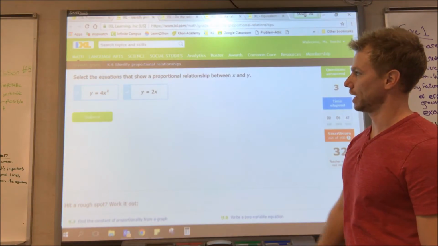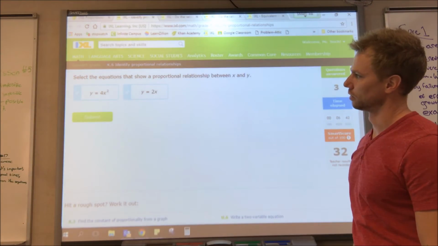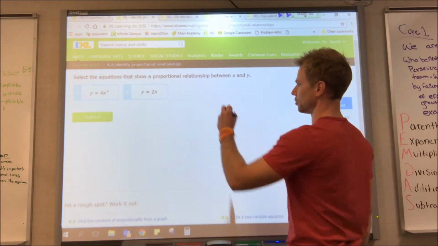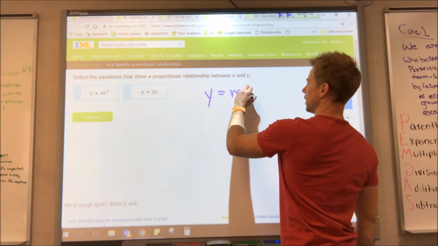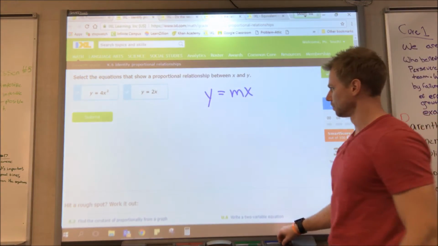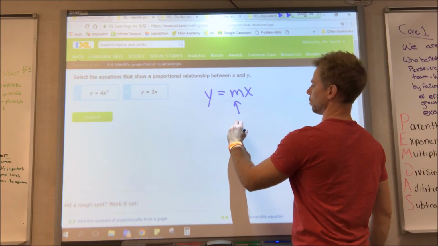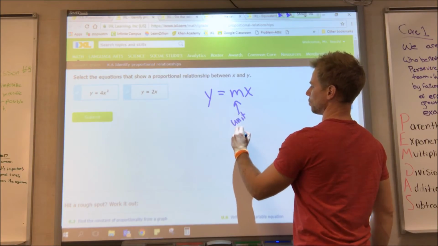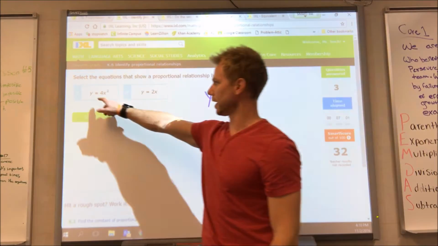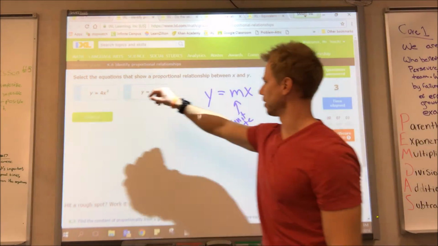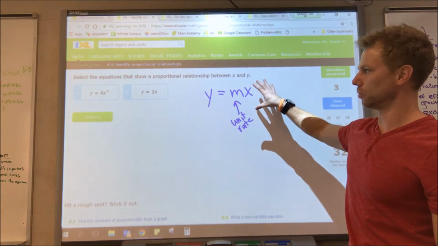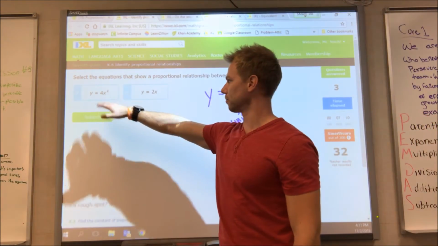Good. Okay, now we're getting to the equations. Remember, the equation for a proportional relationship is y equals mx. It has to be in that form, where m is a ratio, or the unit rate. Okay, so this first one has y equals 4x squared. It's close, but we do not want the squared. That changes the whole look of the graph. So it's not the first one.